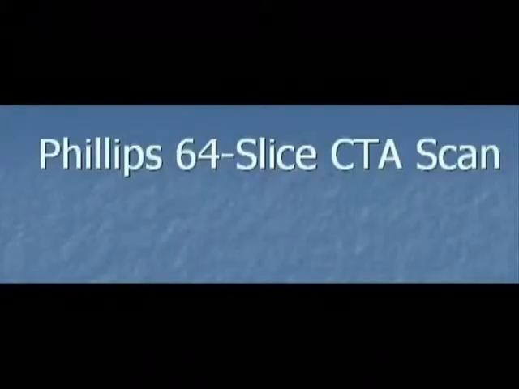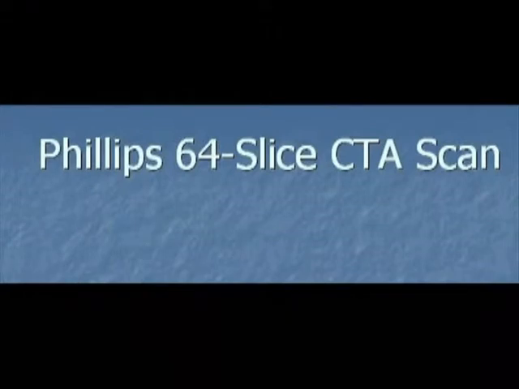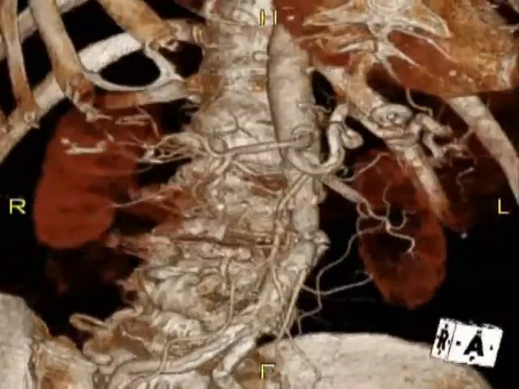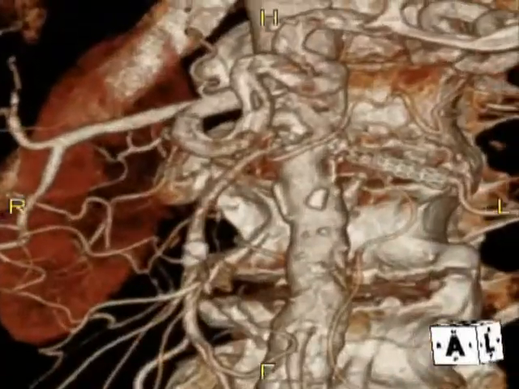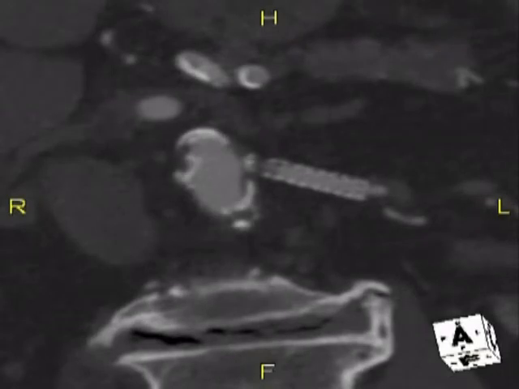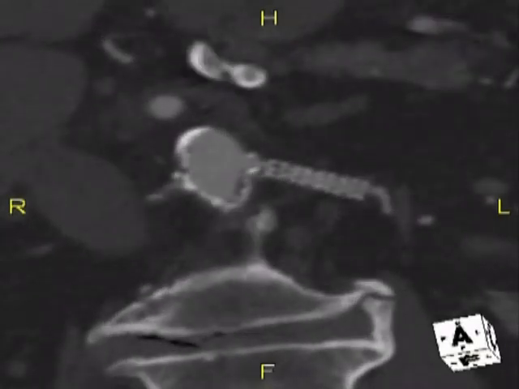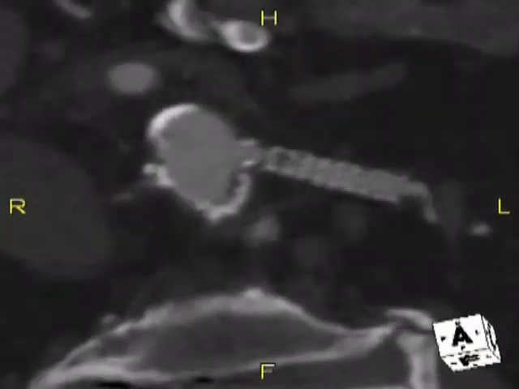Here's the CT three-dimensional images. You can see the stent in place. And the first thing that you can notice is the left renal stent is long and it has missed the mark, and that is not on the ostium. You can see the gap between the ostium of the origin of the renal artery and that of the stent.